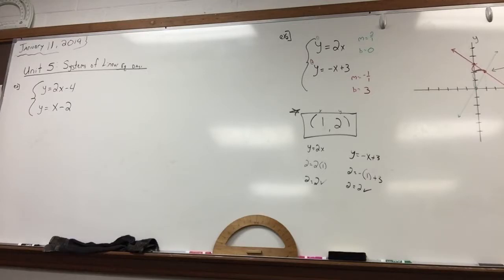For the first equation, m equals 2 over 1, and then b would be negative 4, right? And then the second equation, m would equal 1 over 1, and b would be negative 2. Okay, so then we take this 2 and we put it in for y. Does 2 equal 2? Okay, so that means that's our solution to this.